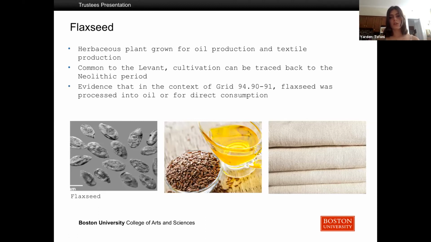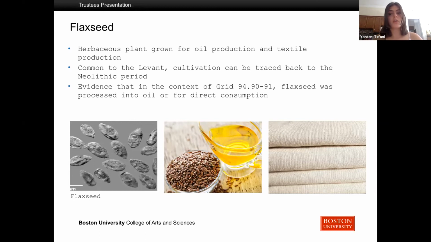From the context of U9490 through 91, flax has a ubiquity of 25%, and a majority were found in one of the hearth samples. Production of flaxseed oil, as seen in traditional Anatolian practices, requires roasting the seeds first before grinding them up. Therefore, the hearth may have been used as part of the oil extraction process.